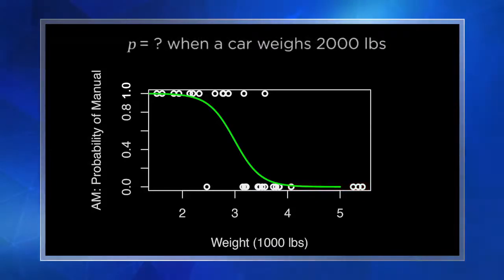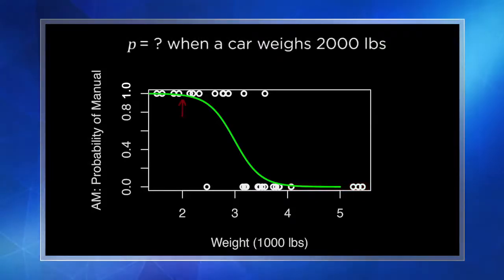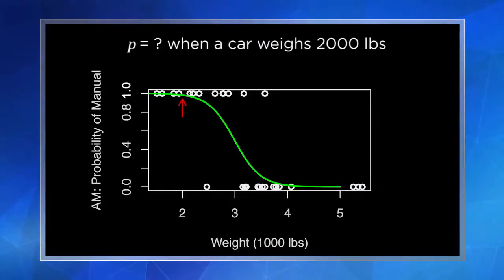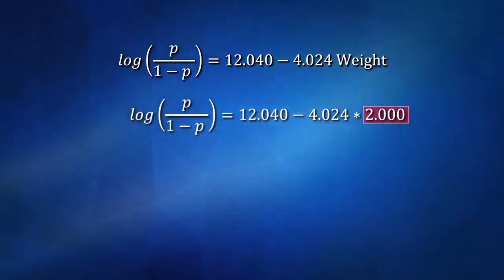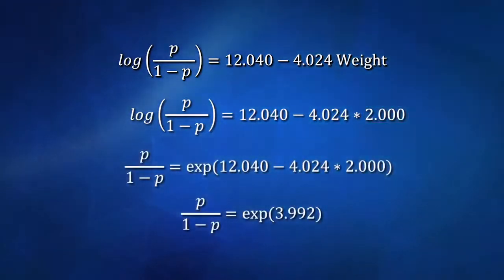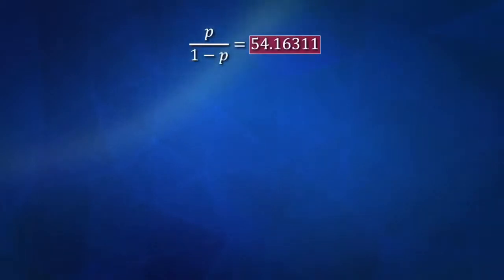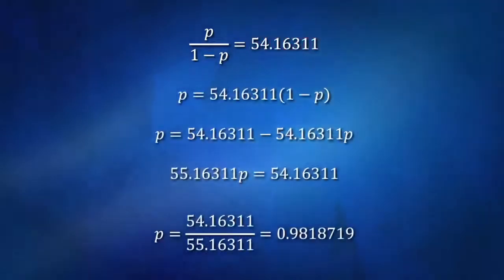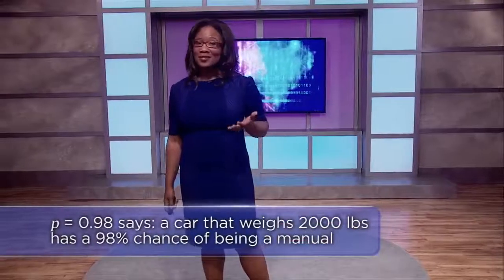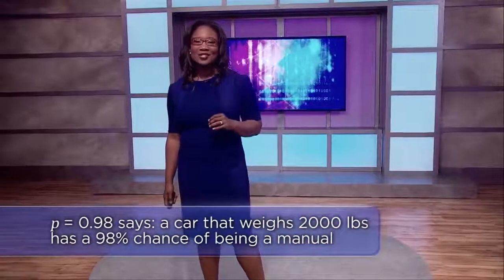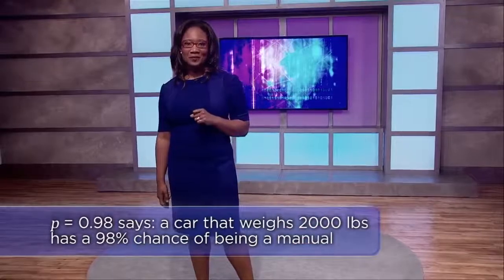Let's do another one. What's the probability of having a manual transmission when your car weighs 2,000 pounds? So this is to the left of our scatter plot. We can calculate it directly from our logistic regression model. Again, plug in 2, take the exponential of both sides, and then solve for p. p over 1 minus p is equal to 54.16. And here I get a p of 0.98. So the model says that a car that weighs 2,000 pounds has a 98% chance of being a manual transmission.